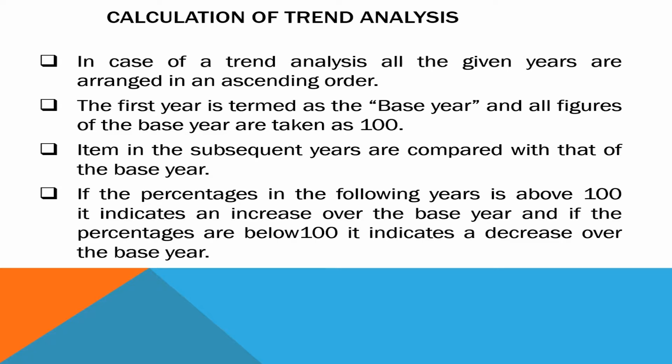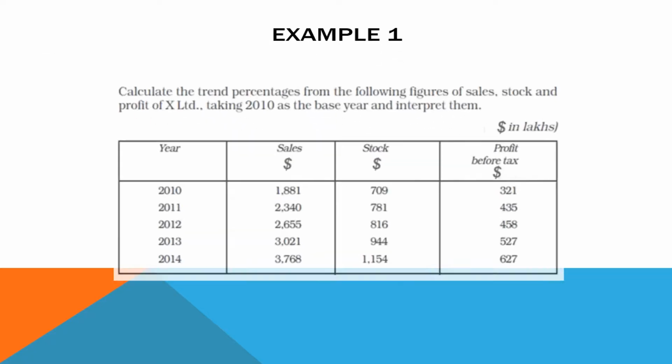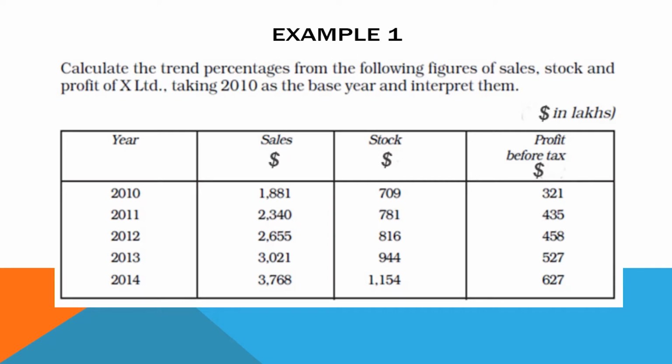Let's have a look at an example. As we can see on the screen, there is an example given to us. Calculate the trend percentages from the following figures of sales, stock and profit of X Limited, taking 2010 as the base year and interpret them. As we can see in the question, the years are 2010, 11, 12, 13 and 14, and sales, stock and profit before tax is given.